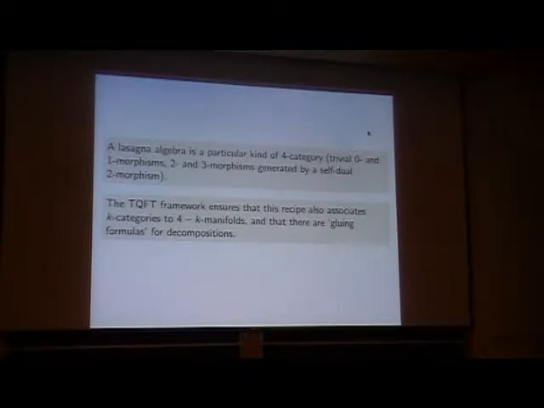Okay. Knowing that this is related to a four-category, though, ensures us that we can use some other ideas from the TQFT framework. In particular, while this associated a vector space to a 4-manifold, there's also a natural way to associate a k-category to a 4-minus-k manifold, and there are nice gluing formulas when you decompose manifolds into pieces, and we'll be able to try and use those gluing formulas a little bit later.